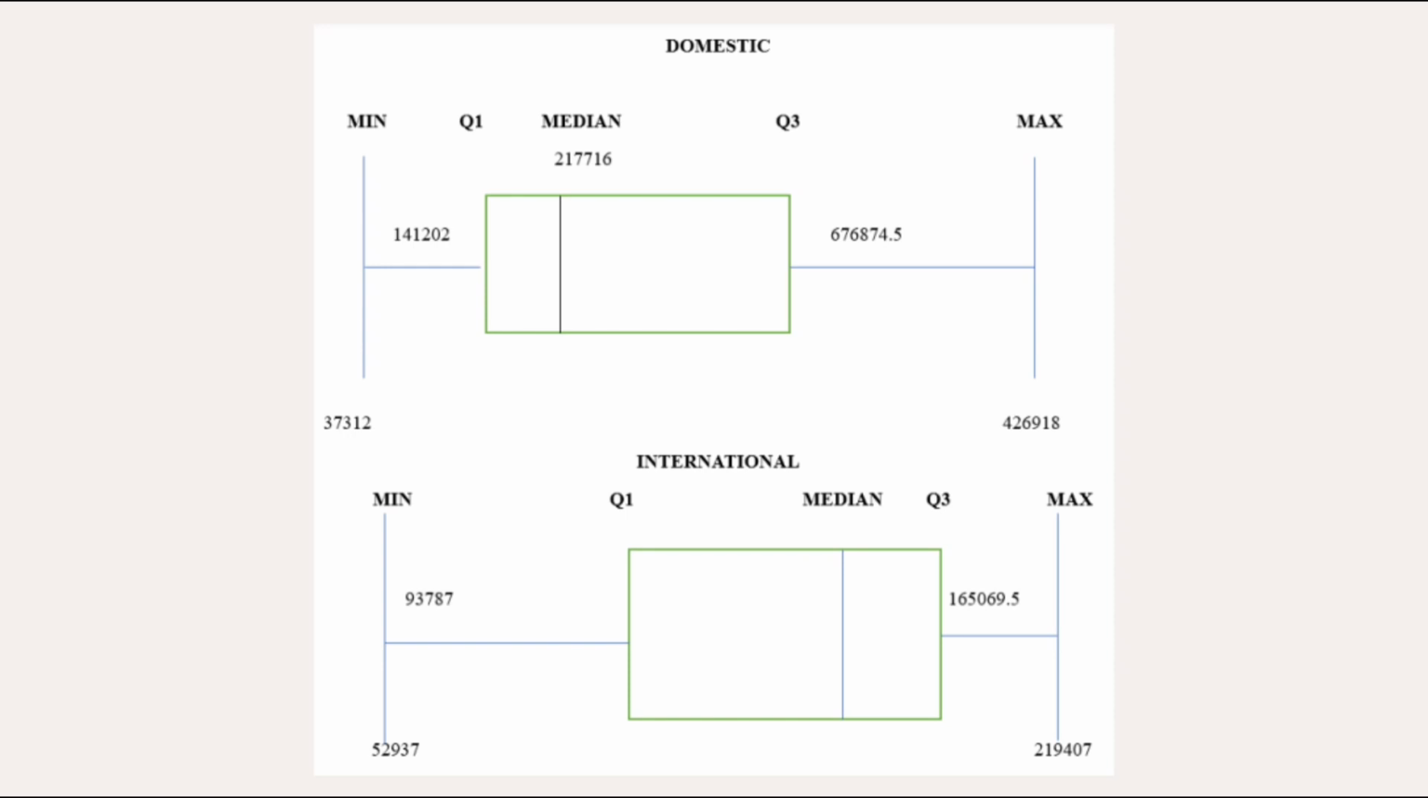Here are the box plots for both international and domestic. For domestic, it is positively skewed because the median is closer to the minimum, and for international, it's negatively skewed because it's closer to the max.